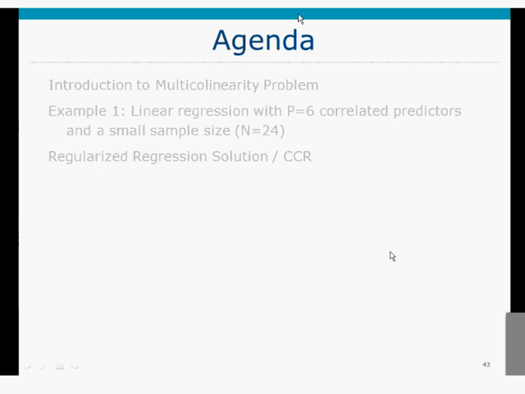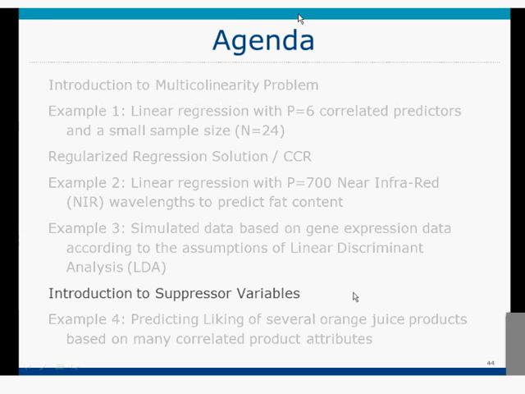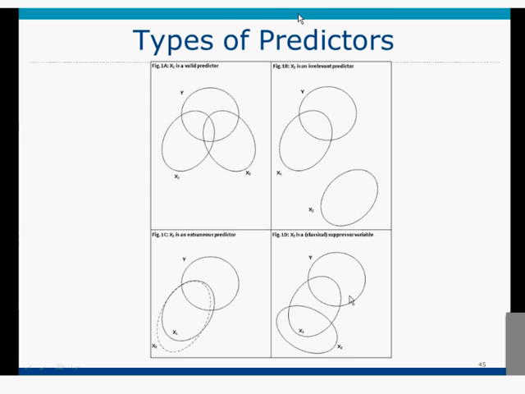And I'll give you some results of the comparisons shortly. Now, the idea of suppressor variables, I want to spend a little time on that. So what is a suppressor again? Here we have two predictors, x1 and x2.